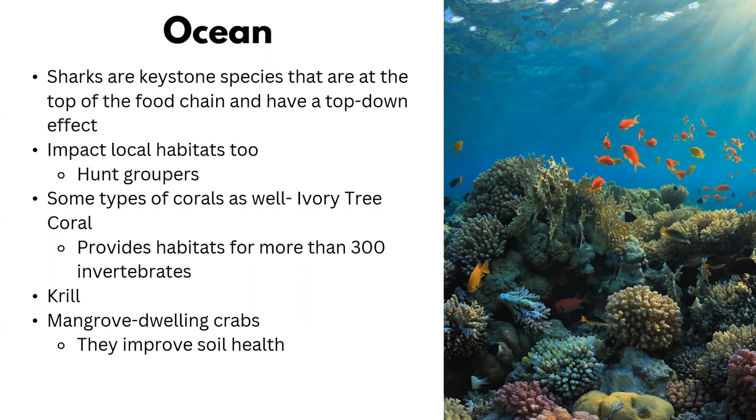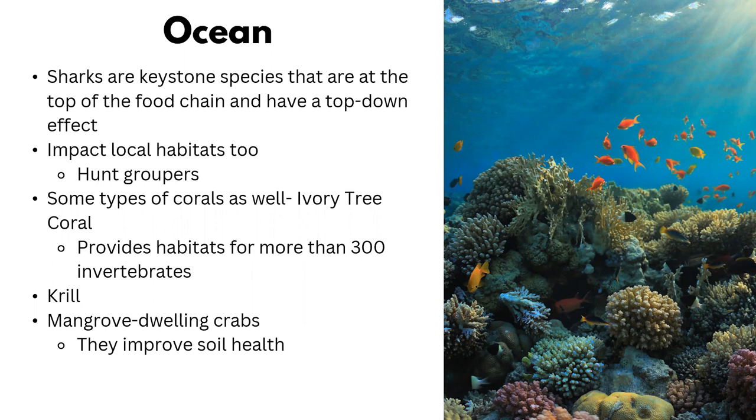Sharks are going to be one. If you think about it, sharks are going to be the predators. They're going to be one of those top predators, and they're going to have what we call a top-down effect. So they are at the top of the food chain and they affect everything underneath them. They really impact those local habitats because they're eating all the fish or other animals that are sick, they are weak. They're taking out the bad things, basically, so they can clean up that ecosystem.